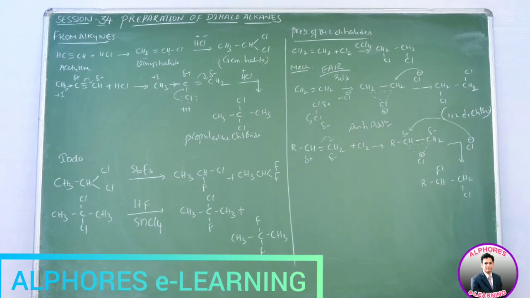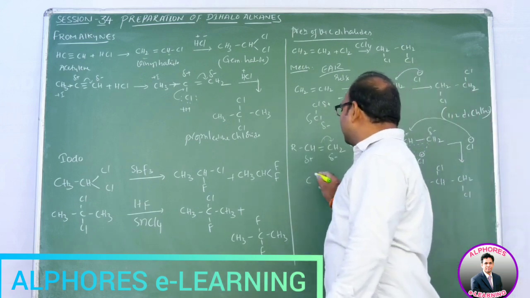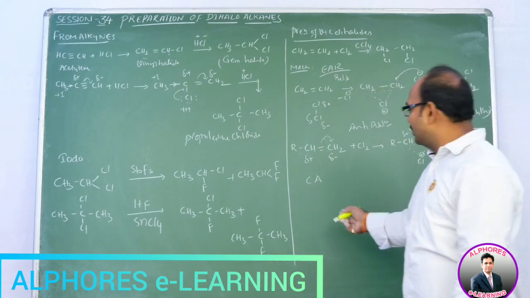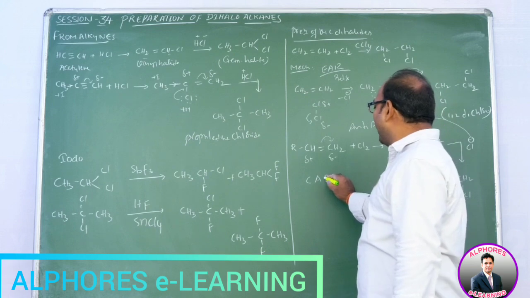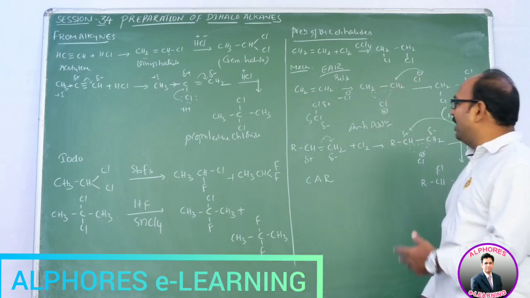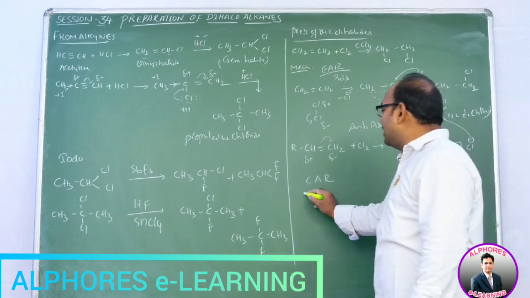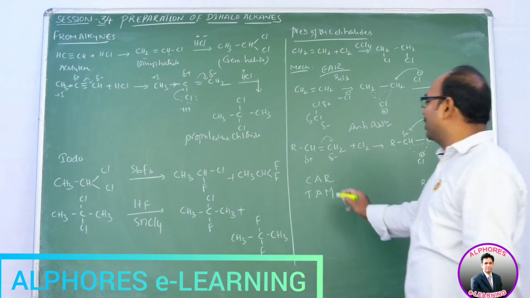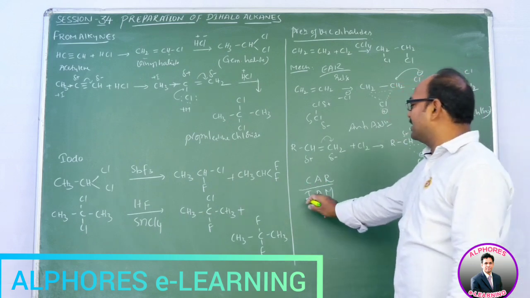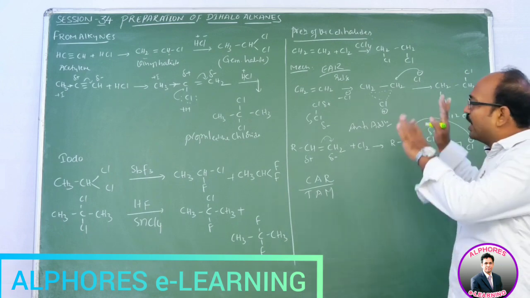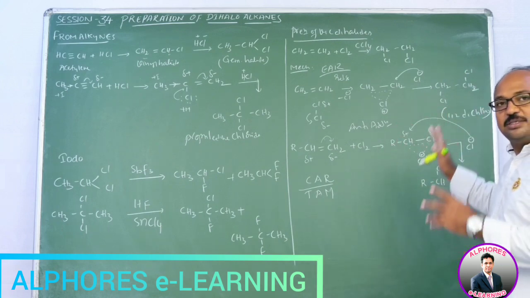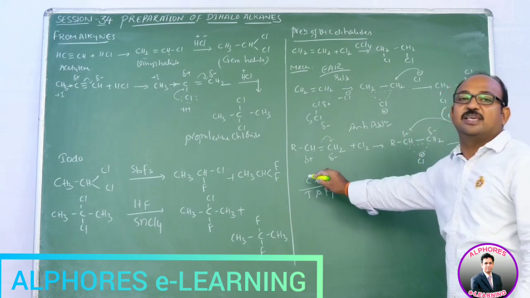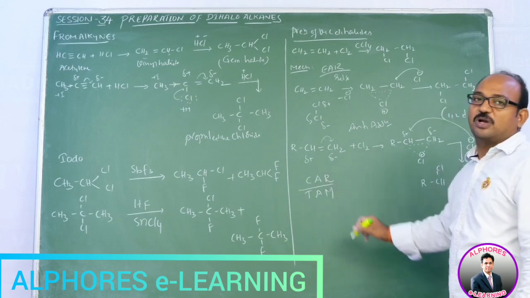So if you consider the alkene is cis alkene, anti-addition, we are getting a racemic mixture as product. If the alkene we are considering is trans alkene, anti-addition gives a meso compound. Cis alkene anti-addition gives a racemic mixture, or trans alkene anti-addition gives a meso compound. So because of anti-addition, cis gives a racemic mixture and trans gives a meso compound, right?